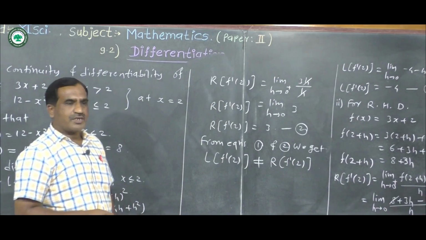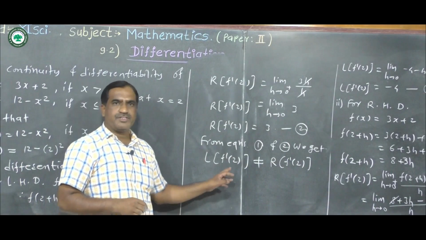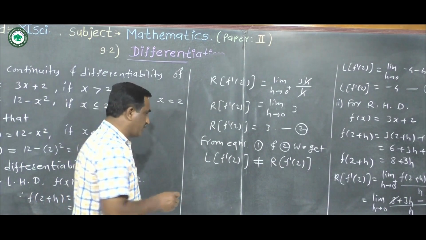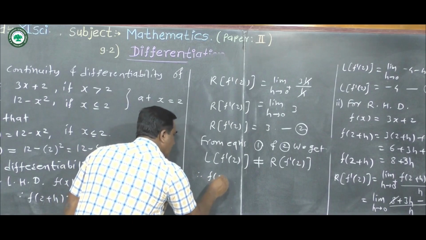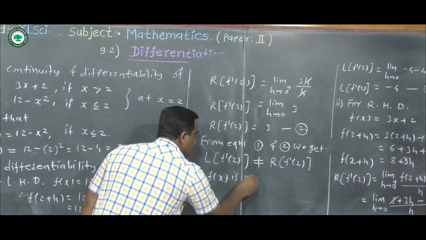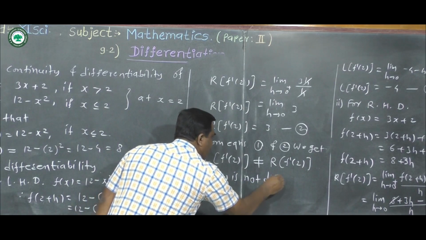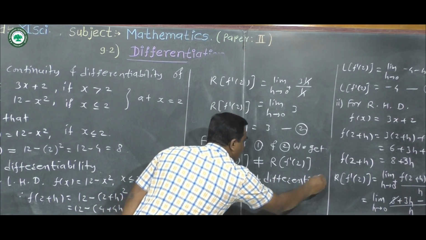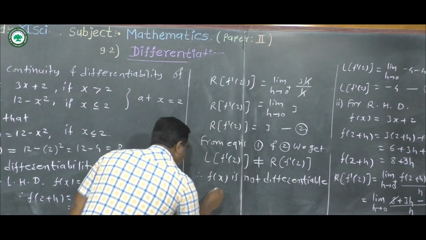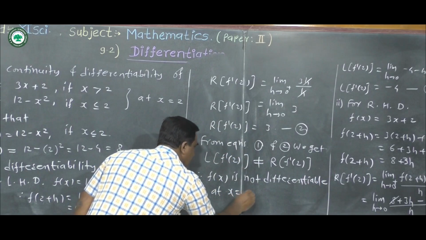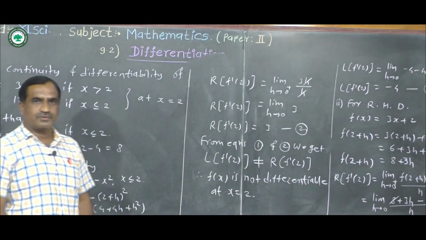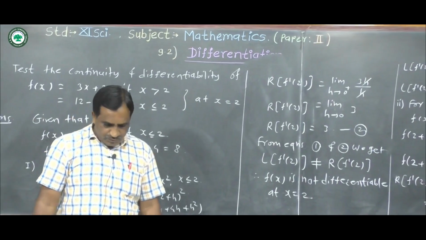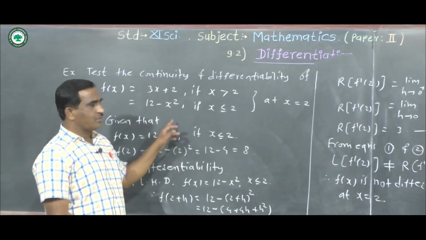Therefore, the given function is not differentiable at x equal to 2. Therefore, f of x is not differentiable at x equal to 2. Okay, now we have to test whether the function is continuous or not.